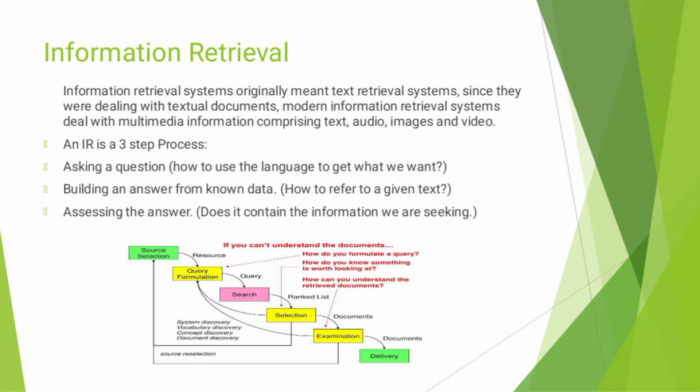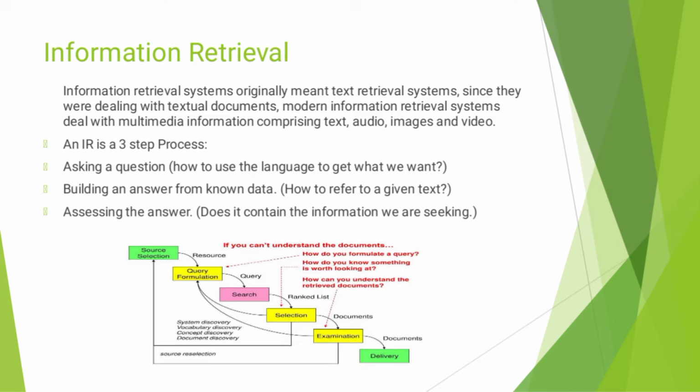Then the information retrieval system is a three-step process: asking a question, that is how to use the language to get what we want; building an answer from known data, that is how to refer to a given text; and assessing the answer, that is does it contain the information we are seeking.